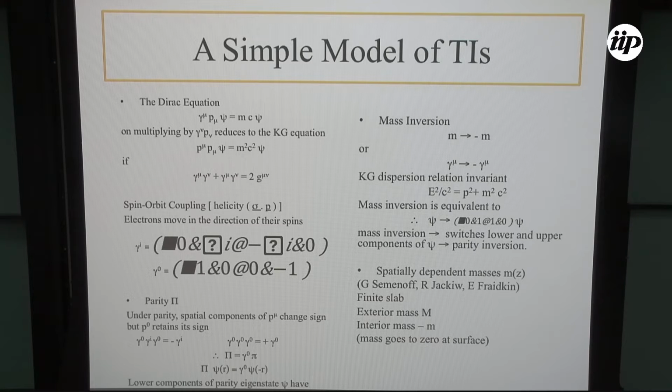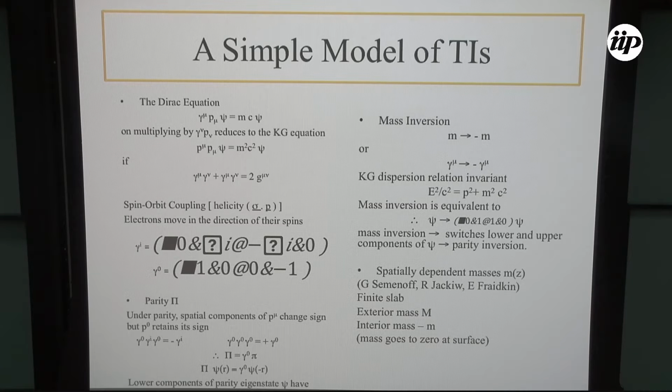So the model that I'm starting out with is the Dirac equation, which we all know. It has spin-orbit coupling, which has helicity, which essentially means the electrons move in the direction of the spins. The important thing about the Dirac equation for our purposes is that the parity operator is not just R goes to minus R inversion, but also that the lower two components have a different parity from the upper components. You need one of these gamma matrices to do that.